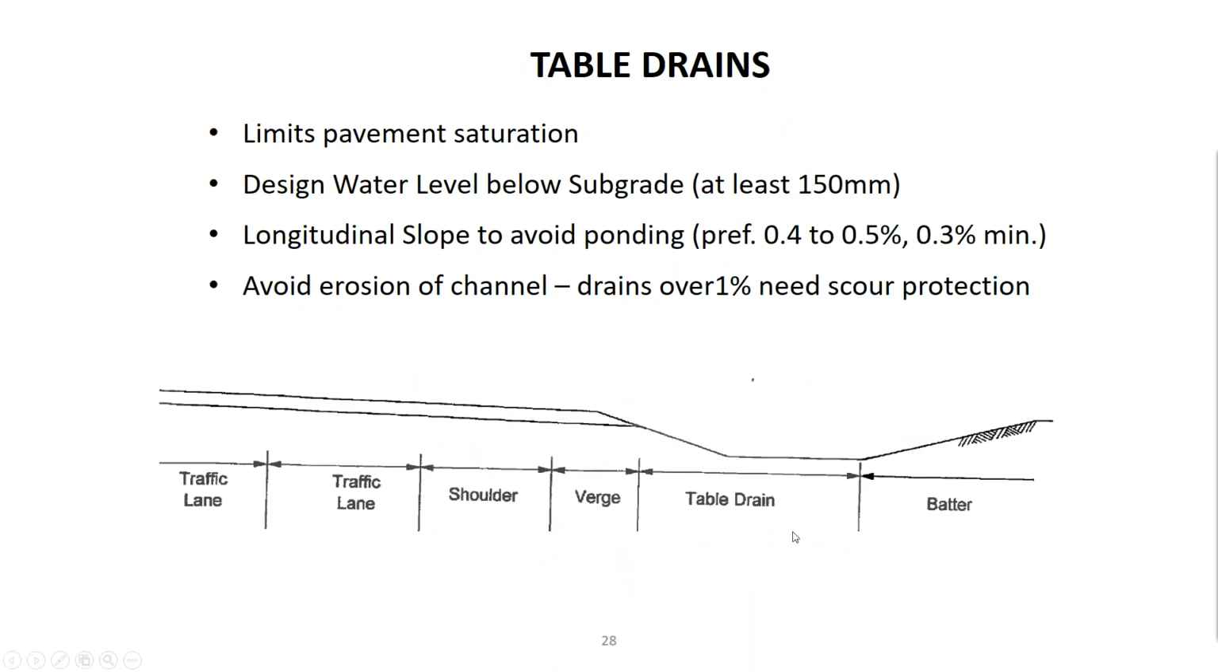This is a detail of a table drain. Table drains are located next to the road. The table drain transports the water to safe disposal in a local stream or drain. The table drain also maintains the water level at the side of the road below the level of the subgrade. This prevents water moving sideways into the subgrade or subbase.